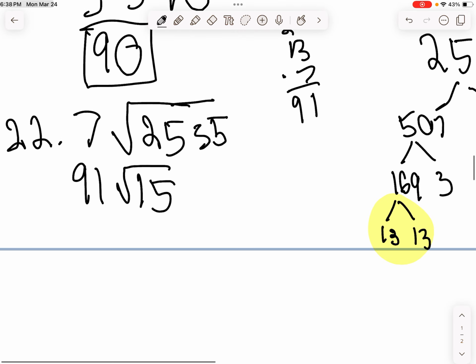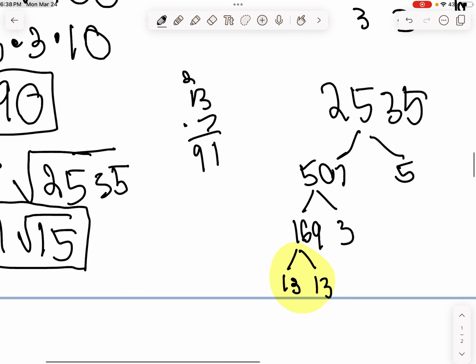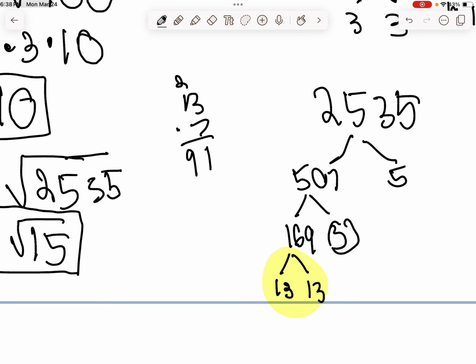But anyway, this is our final answer because there's no more simplification that we can do. Also, the 15 came from multiplying this and this by each other, just in case I didn't make that clear.